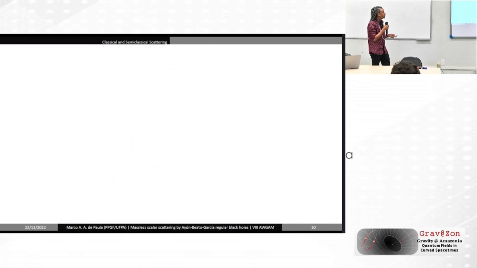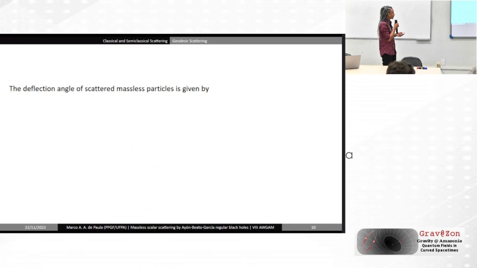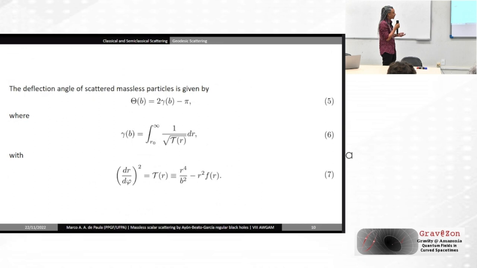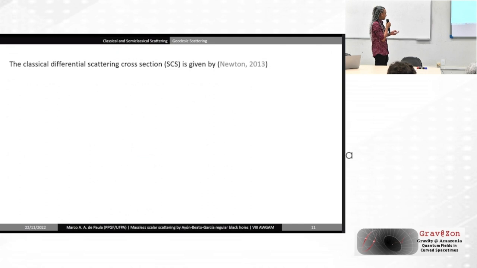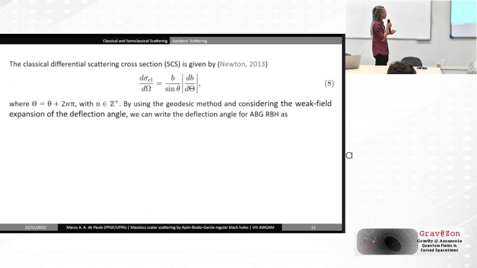So now let's move to the classical and semi-classical scattering. We start by talking about the geodesic scattering. The deflection angle of scattered massless particles is given by equation 5, where gamma b is defined by equation 6, and capital T is given by equation 7, where b is the impact parameter and r0 is the radius of closest approach to the black hole. So the classical differential scattering cross-section is given by equation 8, where the deflection angle, given by capital Theta, and the scattering angle theta are related by Theta = theta + 2πn, where n is actually the number of times that the particle orbits the black hole.